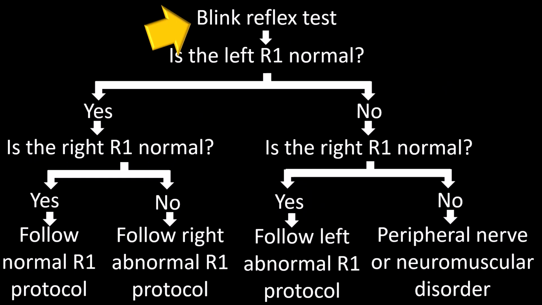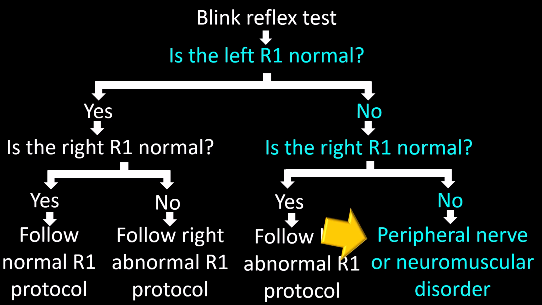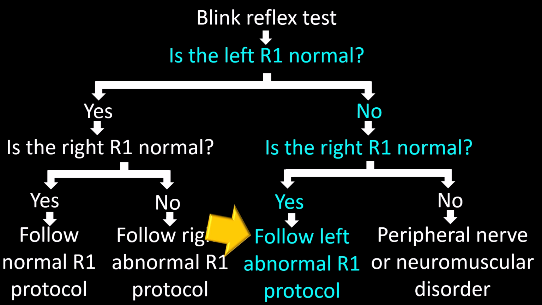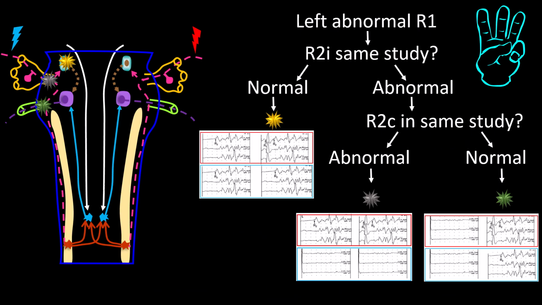I like to start the interpretation of the blink reflex test by asking myself if the left R1 is normal. If the answer is no, then I ask myself if the right R1 is normal. If the answer is again no, I am dealing with bilateral disease, likely a peripheral nerve disorder or a neuromuscular disorder. If, on the other hand, the answer to the question is the right R1 normal is yes, then I follow the left abnormal R1 protocol. A left R1 protocol is triggered when the left R1 is abnormal, that is relatively or absolutely delayed or absent.